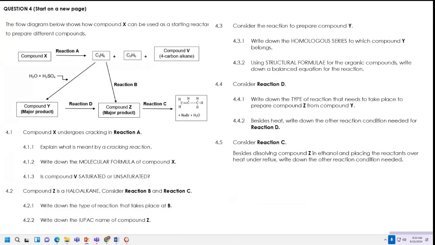The first question says, explain 4.1.1. They say that compound X undergoes cracking in reaction A. Notice compound X is broken up into this piece, that piece, and that piece. Explain what is meant by a cracking reaction. Would anybody like to tell us what they think a cracking reaction is? Grade 12s, feel free. Any volunteers?